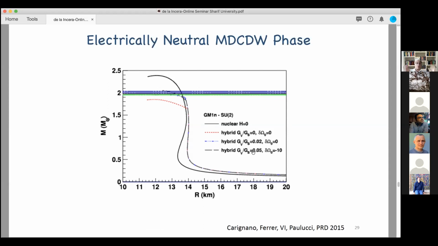You can make the equation of state very stiff, but we didn't have to, and we reached the 2 solar masses with very reasonable values of GeV. So that's another important test, and it did pass that test. It's not inconsistent with the observation of 2 solar mass neutron stars.